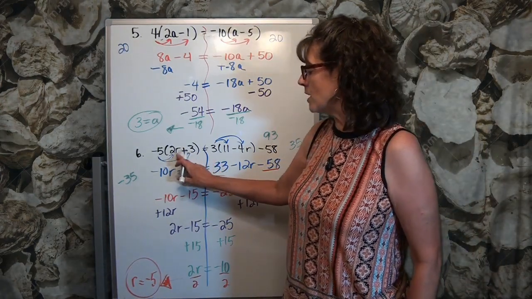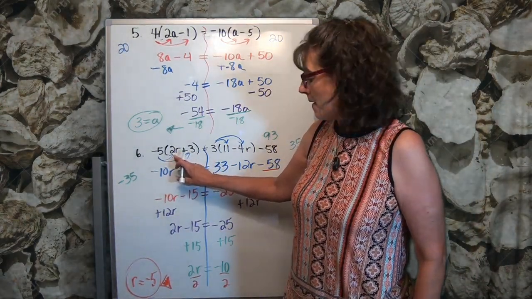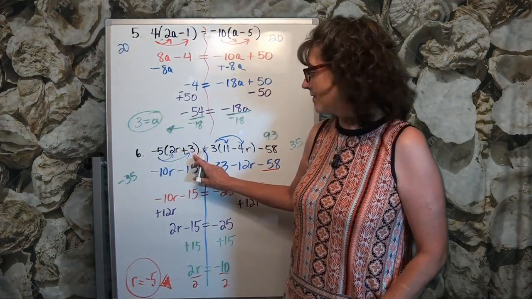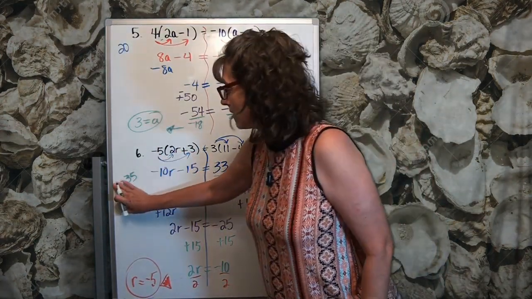And, oh, you know what? This here was a negative 7. My mistake. Because negative 5 times 2 is a negative 10. Negative 10 plus 3 is a negative 7. Negative 7 times negative 5 is a positive 35.